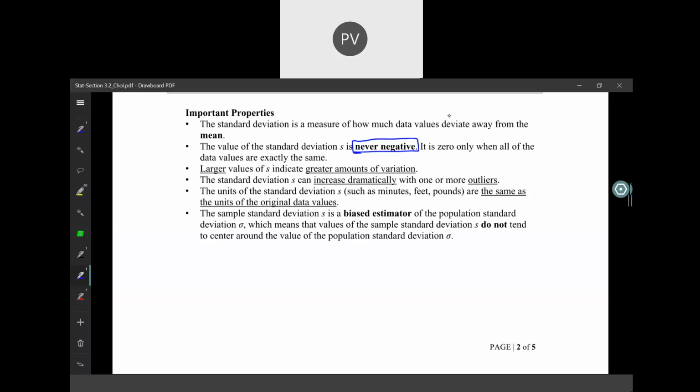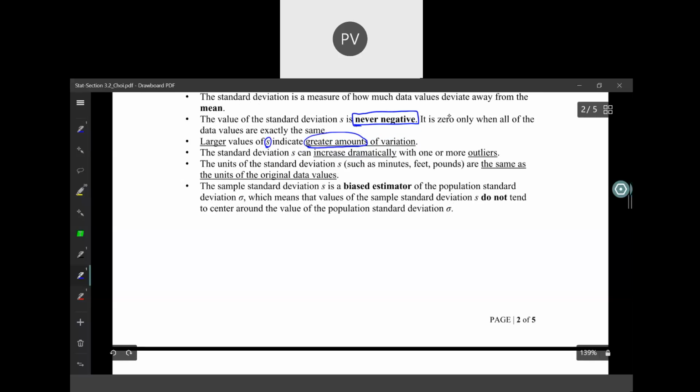Larger values of standard deviation indicate that there is a large amount of variation. As I said, it can increase dramatically with the presence of outliers. That's one more property.